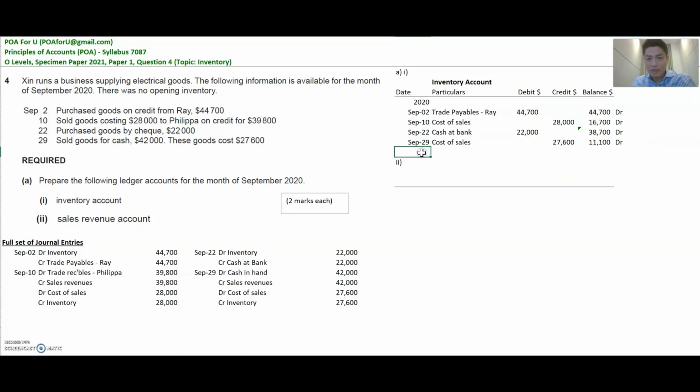And then to close off the inventory account, we have to always bring it down to the next period, which is in this case, October 1st, balance brought down of the same balance, debit balance.